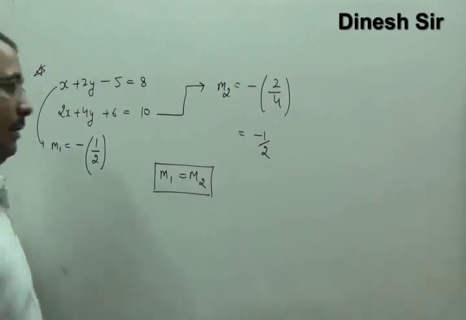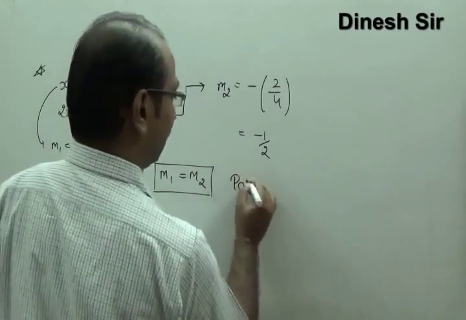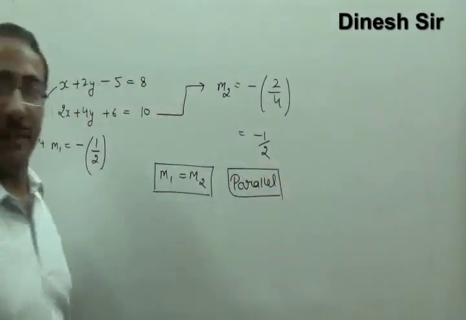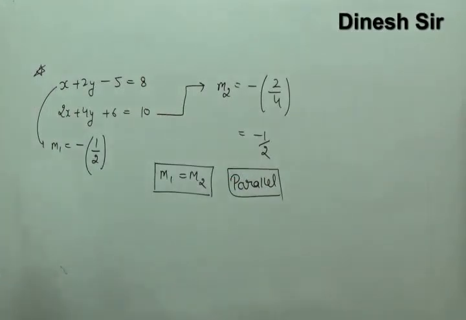In a similar case, if you want to show the lines to be perpendicular, you have to show whether the product of the slopes is equal to minus 1 or not. If the product of the slopes is minus 1, in that case you can say the lines are perpendicular.